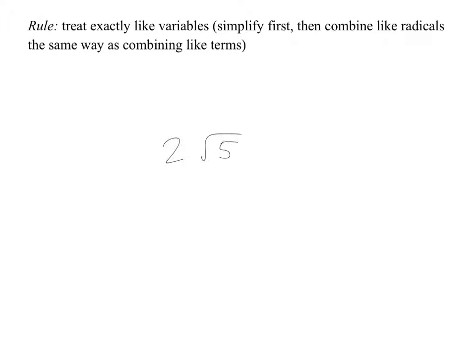2 root 5 plus 8 root 5. How many root 5s is it, everybody? Treat it like variables. It's just 10 root 5. Well, where's the variable? Think about it this way. What would you get from 2x plus 8x? 10x, right? So that's what I'm referring to. The way you treat them is analogous to variables.